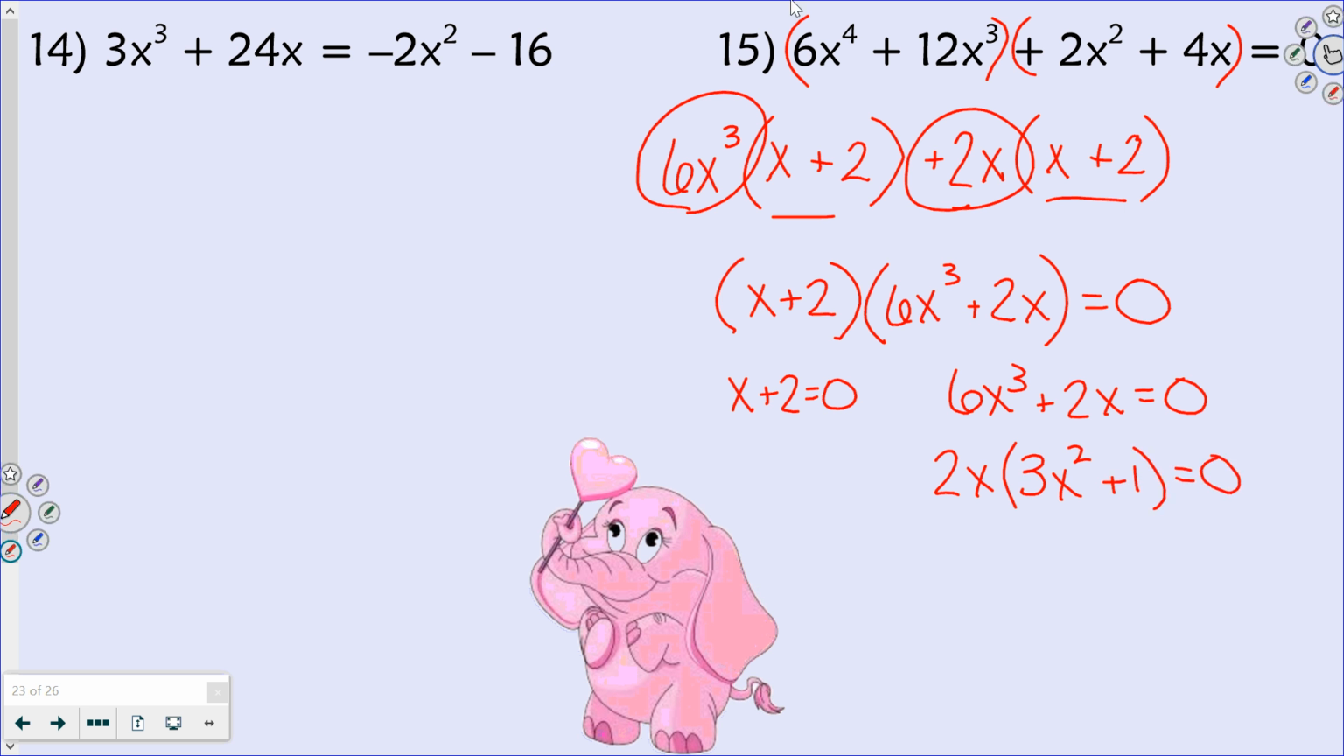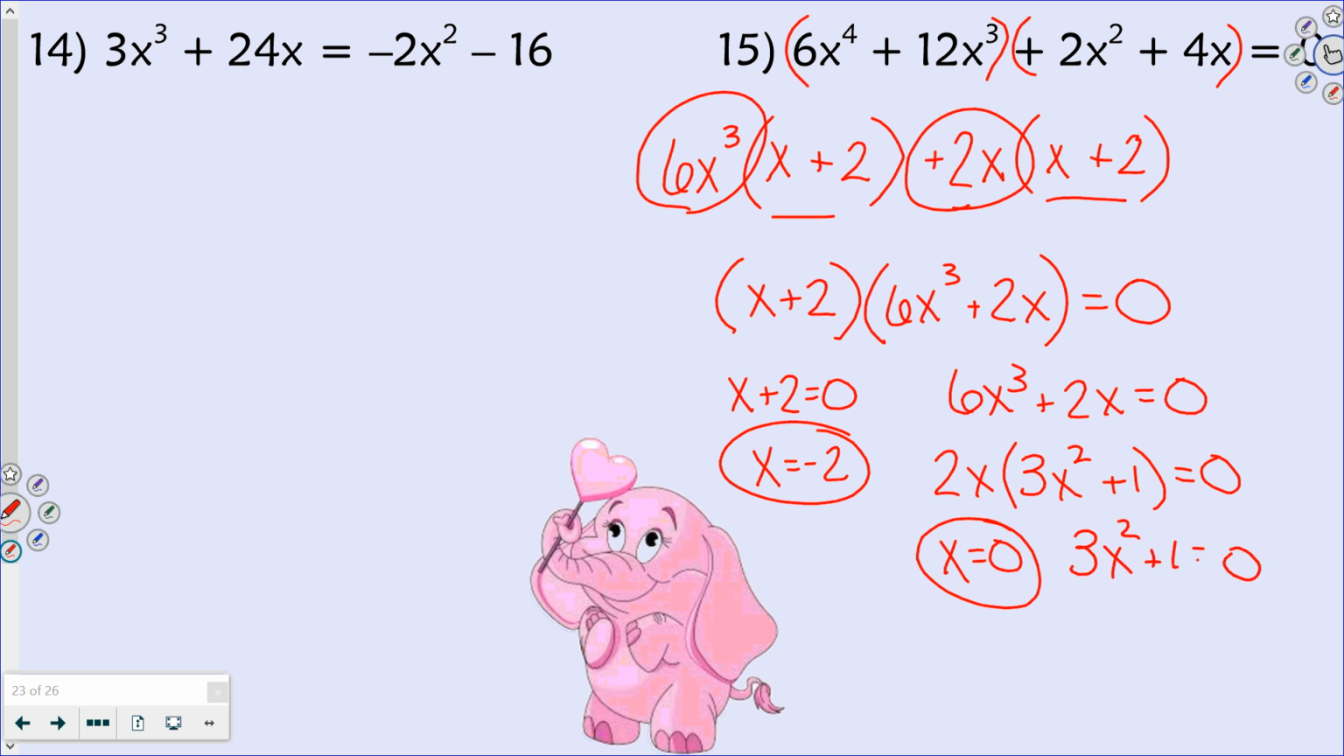Okay, so now I can continue solving. So what's one of the answers from that set? Okay, this one gives me -2. What about here with what I just did? Baby brother? Gives me a 0. And then here, I'm going to have to set that equal to 0 and solve. Thank you.